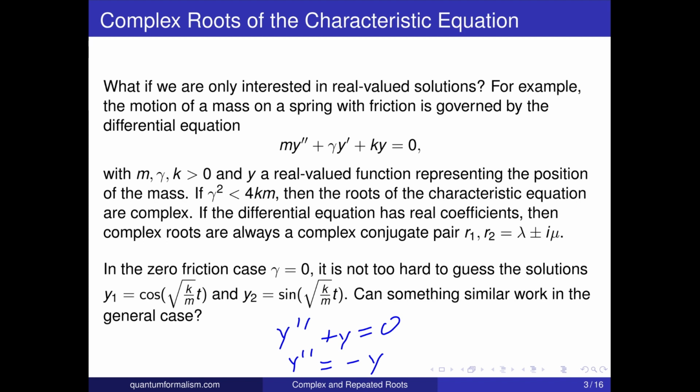And so if instead you're looking at m y double prime plus k y equals 0, it's pretty similar. Then you have y double prime should be minus k over m times y. And then you can see sine and cosine will work as long as you put this square root of k over m inside the function, so that when you take a derivative, the square root of k over m pops out, and then when you take another derivative, you'll get k over m in total.